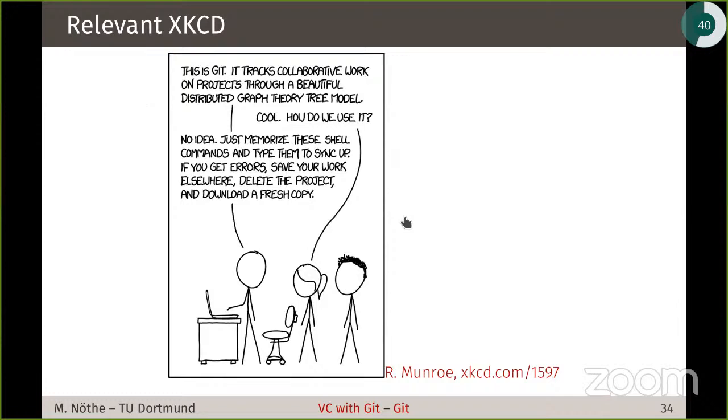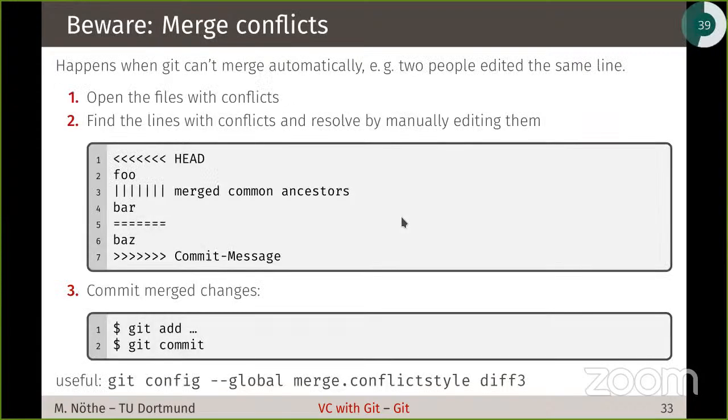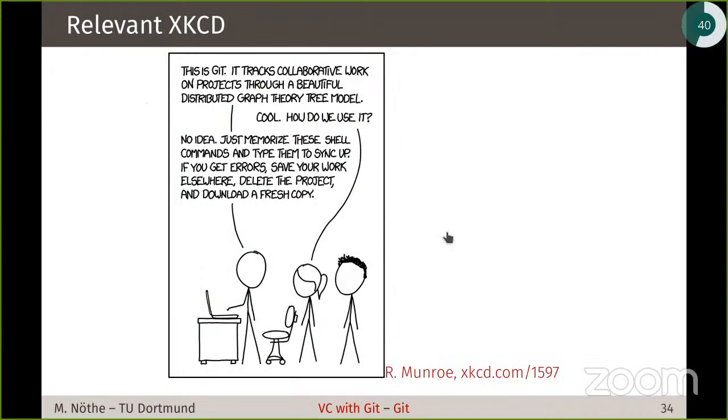So that basically goes back to this XKCD, right? And this is the main criticism or main problem people are facing with conflict resolution. But really, all you have to do is open the file, look for these markers here, and edit the file so that it works for you. Basically, you have to somehow leave it in a version that is what you want. And then just add and commit.